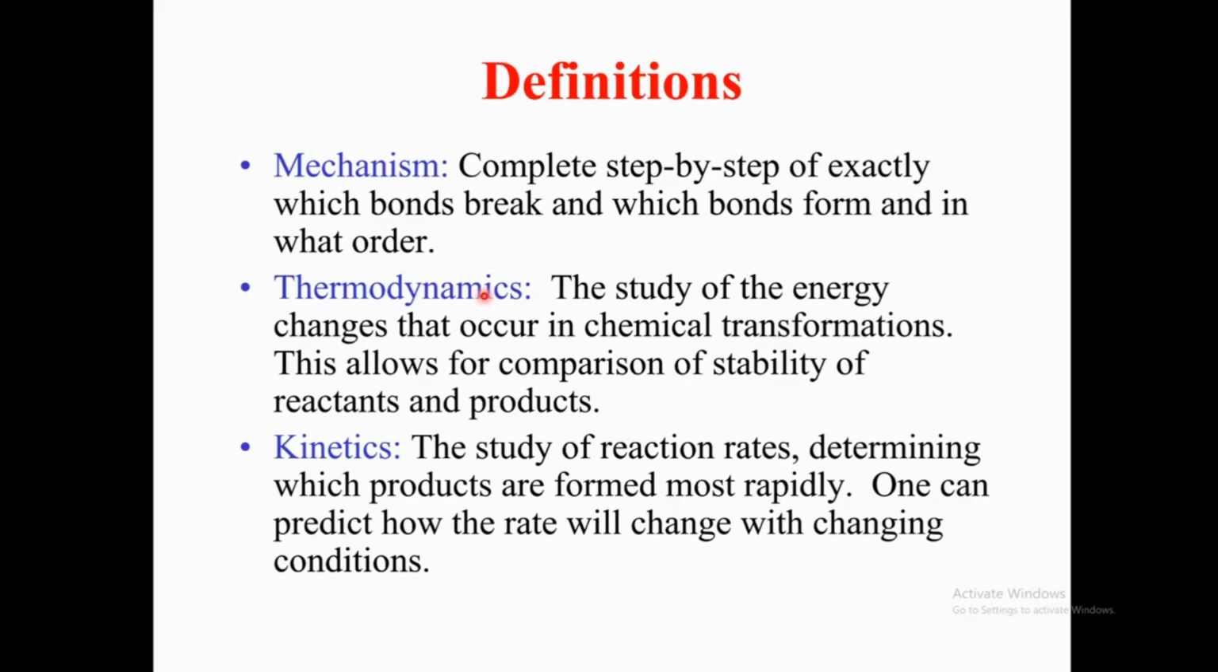In order to go into detail about which reactions are thermodynamically favored and which are kinetically favored, we should first study the definitions of thermodynamics and kinetics in the light of organic chemistry, not physical chemistry or physics. Thermodynamics is the study of the energy changes that occur in chemical transformations. This allows for comparison of stability of reactants and products. And kinetics is the study of reaction rates, determining which products are formed most rapidly. One can predict how the rate will change with changing conditions.